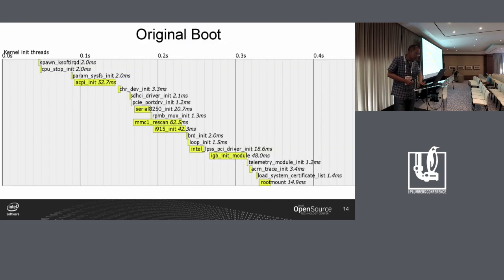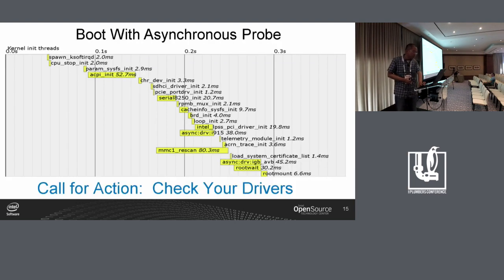Next is a picture of the original boot. We can see most of the drivers are bad citizens. The only good citizen is the MMC driver. Oh, sorry, it already uses asynchronous probe. It puts its probe scanning function into a worker thread so that it can run in parallel. Next is the boot with asynchronous probing. We can see many drivers running in parallel.